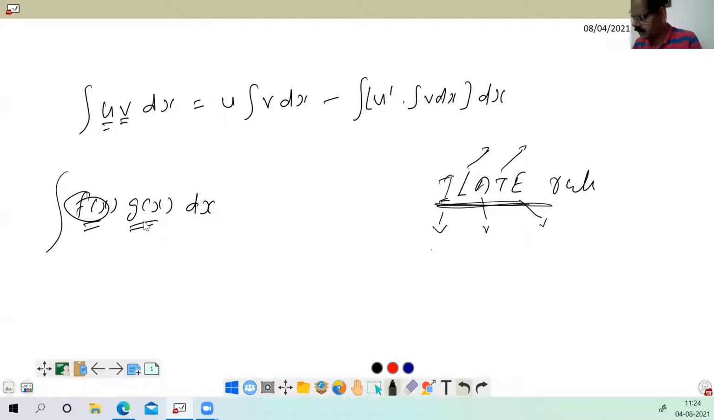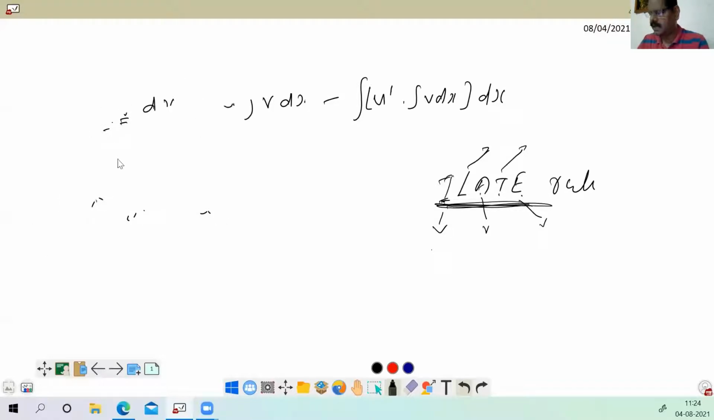So whichever function comes first in this order, whether it is inverse trigonometric functions, logarithm function, algebraic function, trigonometric functions, exponential function, that has to be taken as the first function. For the sake of convenience, or in certain cases, it is compulsory that we take that function as the first function. So we will see some examples.